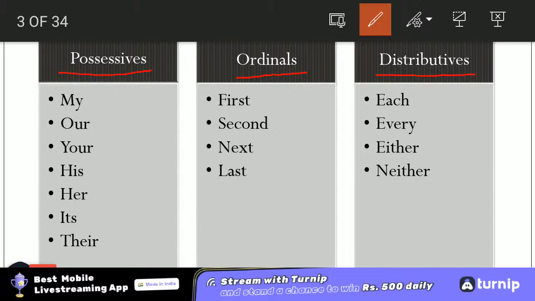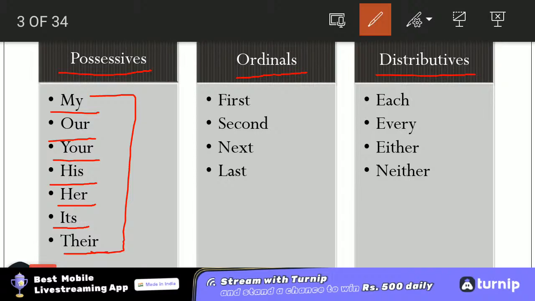Possessives, only 7 possessives are there. 7 possessive determiners. What are they? My, our, your, his, her, its, their. Secondly, ordinals. Ordinals basically numbers होते हैं. As you can see, first, second, next, last. There can be different numbers, twice, thrice. All these are ordinals, numbers. Even a definite, fixed number is an ordinal.